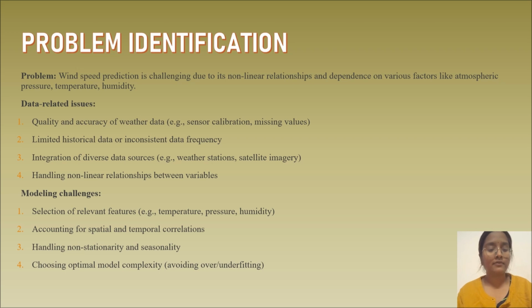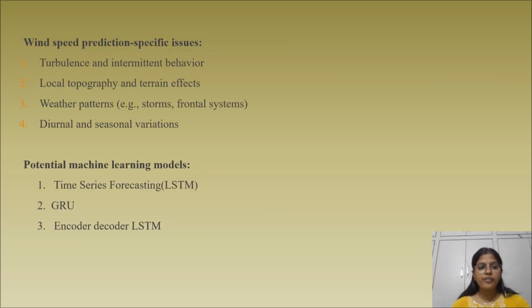The challenges we face during wind speed prediction. Wind is not a smooth flow. It is characterized by fluctuations in speed and direction. These fluctuations, known as turbulence, are caused by various factors like atmospheric instability and obstacles in the wind path. When wind speed doesn't follow a steady pattern, it is known as intermittent behavior. It can vary significantly over short periods.